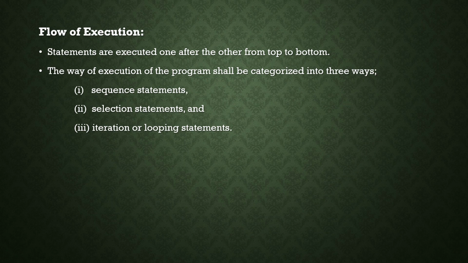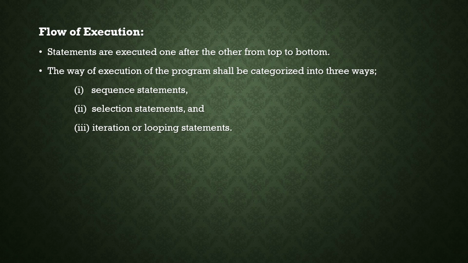According to Python programming language, there are two: the first one is for, the second one is while. Depending upon the condition and our requirements, we can use for or while. So for flow of execution in Python programming, there are three ways of execution: sequence statement, selection statements, and then iteration or looping statements.